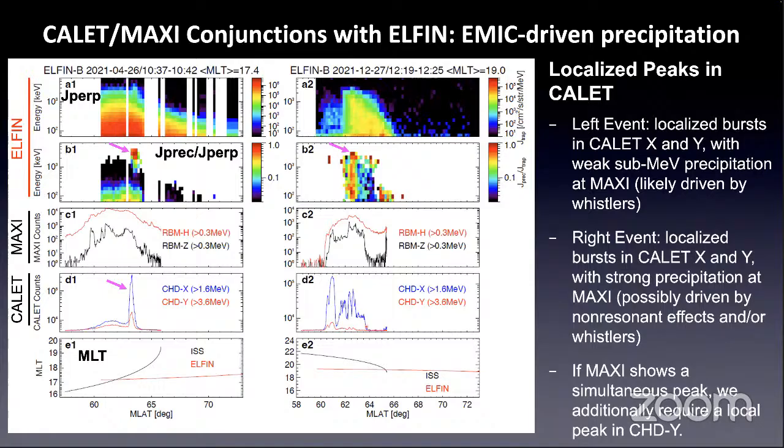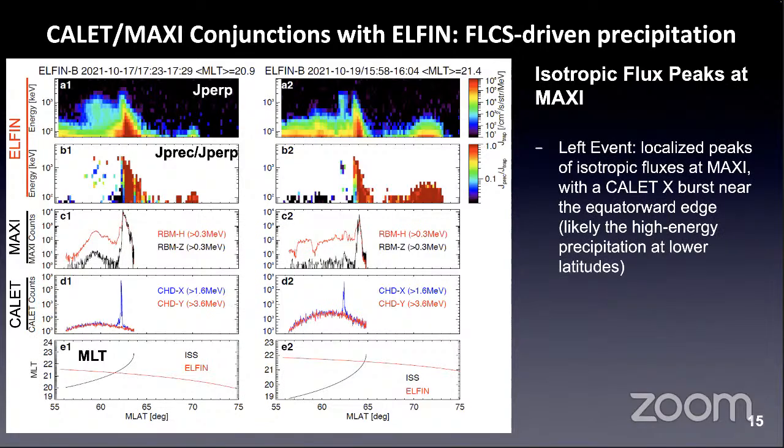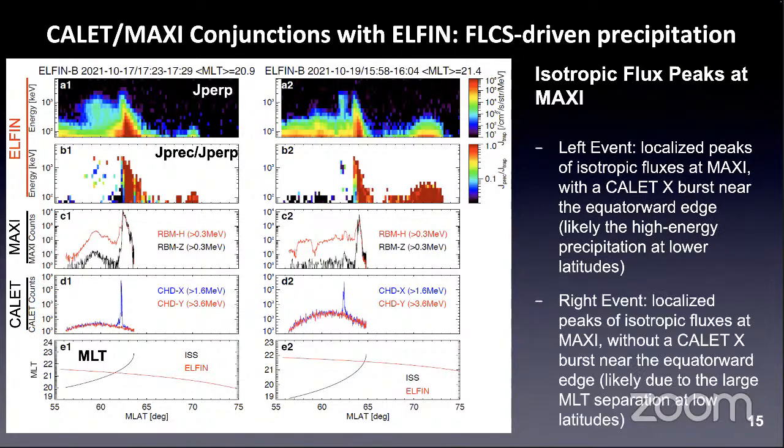The last type will be those curvature scattering-driven precipitation. Shown here are two examples, again two conjunction examples between ALPHA and ISS. Very clearly, the dispersive signatures at ALPHA will be those so-called isotropic boundary for electrons. These two are both for electrons.